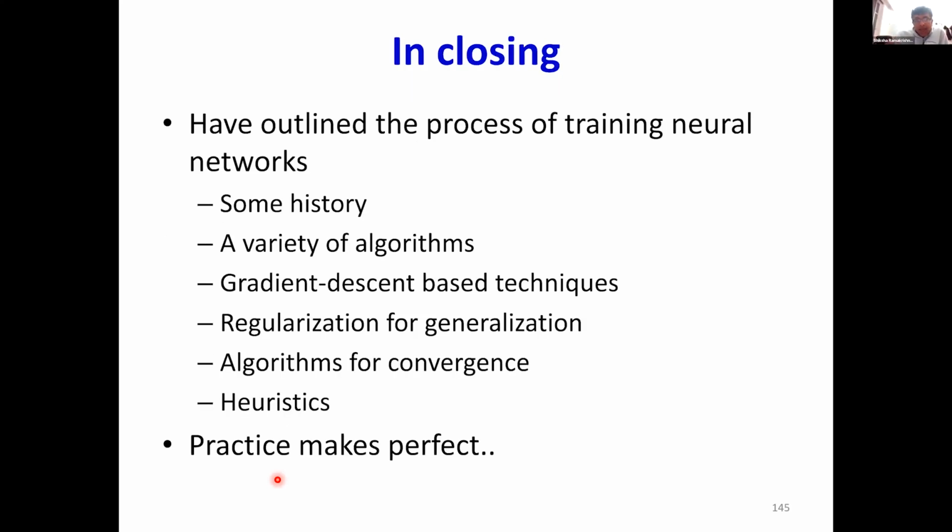And so in closing, over the past several lectures, we have outlined the process of training neural networks. With some history, we've given a variety of algorithms. We've talked about gradient descent-based techniques. We've spoken of regularization for generalization, algorithms for convergence, and various heuristics. So you're going to have to employ all of these, and practice makes perfect.